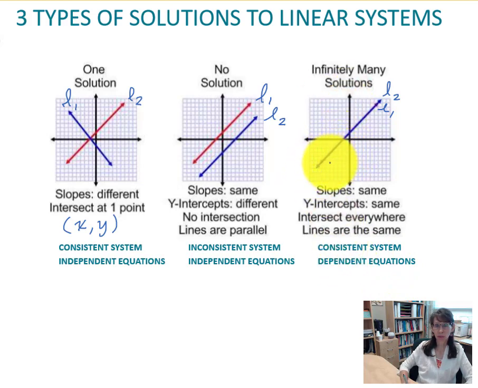So other characteristics that are important to talk about with these three situations is that back with one solution here, the slopes of line 1 and 2 are different from each other. The slopes for no solution would be the same slope, but different y-intercepts. We have different y-intercepts also for the one solution example. The last case here with the same lines, if the lines are the same, then they have the same slope as each other, and they also have the same y-intercept.